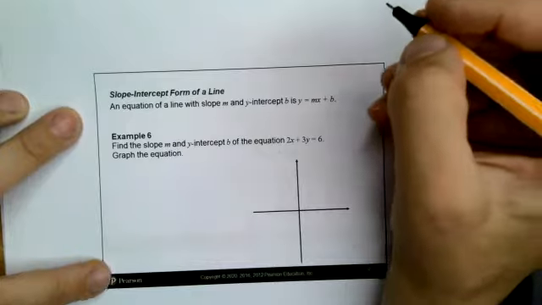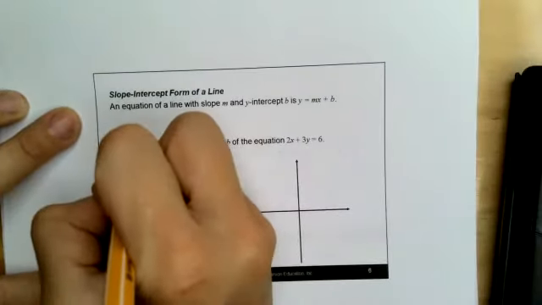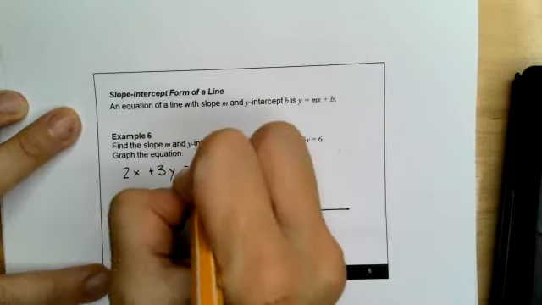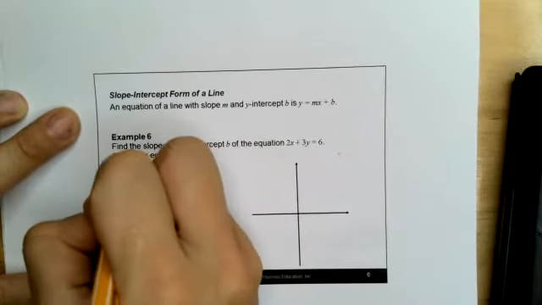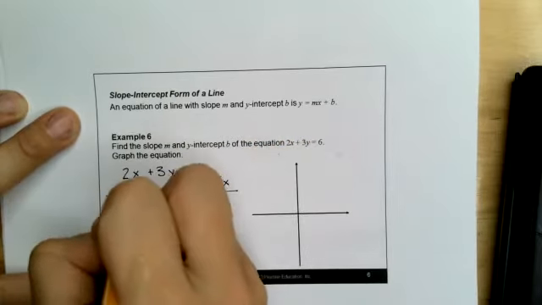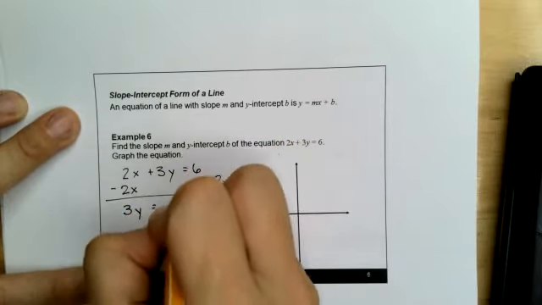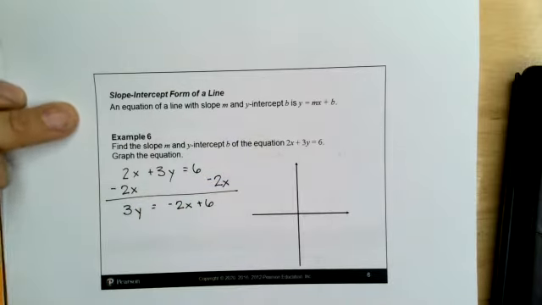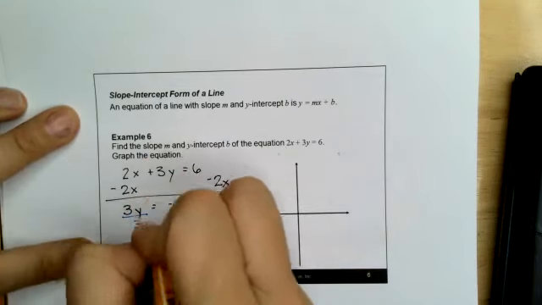Okay. 2x plus 3y equals 6. I'm going to move over the 2x. So I'll subtract 2x from both sides. Now I have 3y over here equals negative 2x plus 6. Good. Take everything, divide it by 3.